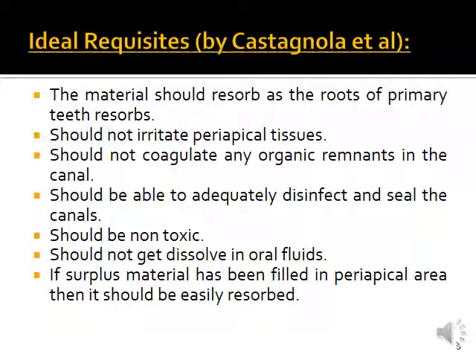Requirements of an ideal material by Castagnola et al.: The material should resorb as the roots of primary teeth resorb, should not irritate periapical tissue, should not coagulate any organic remnant in the canal, should be able to adequately disinfect and seal the canal, should be non-toxic, and should not dissolve in oral fluids. If surplus material has been filled in the periapical area, then it should be easily resorbed.